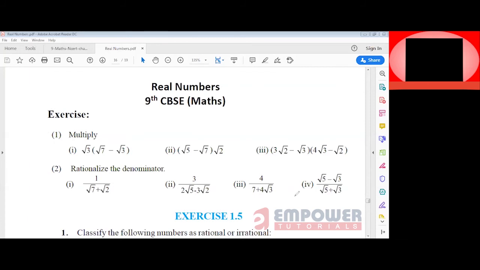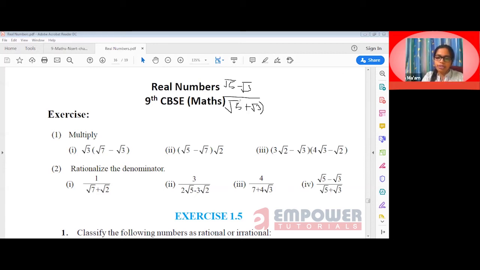Can I do the fourth one? You want to do the fourth one? Okay. Ma'am, the conjugate pair will be root 5 plus root 3, means the denominator will be root 5 minus root 3. So the conjugate pair of root 5 plus root 3 will be root 5 minus root 3. So I need to multiply by root 5 minus root 3 to the numerator as well as to the denominator, right? What will be the next step?